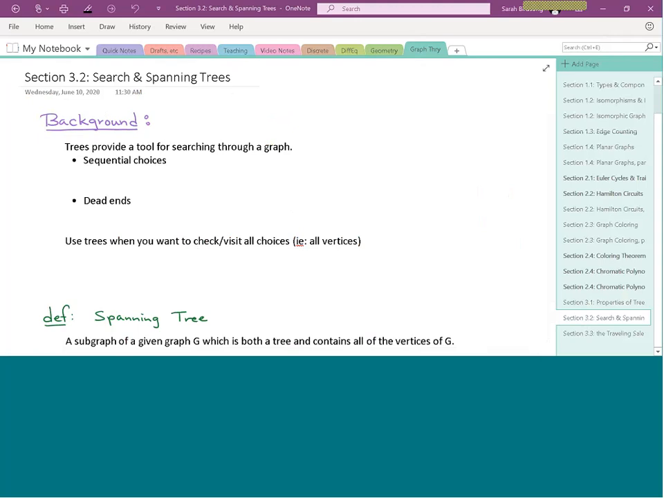Building trees that are subgraphs of another graph is specifically a way where you can search through that graph in order to get whatever it is you're searching for. Okay. Now, here's when you would decide to actually use a tree as a tool to search through a larger graph. If you need to do something like sequential choices.